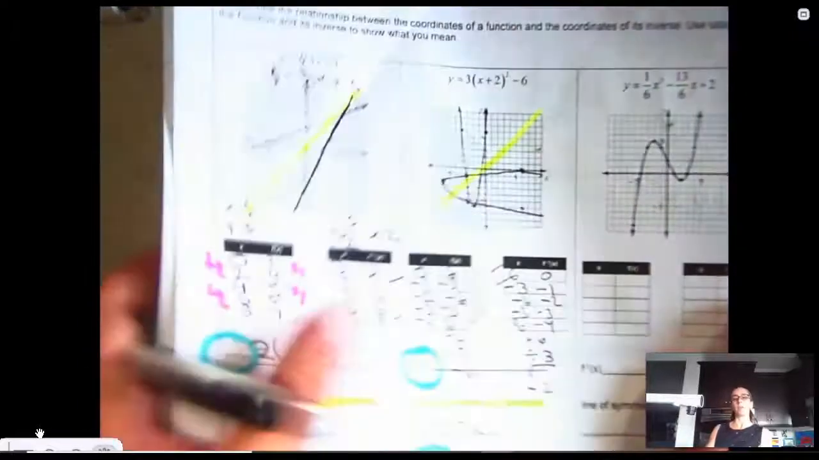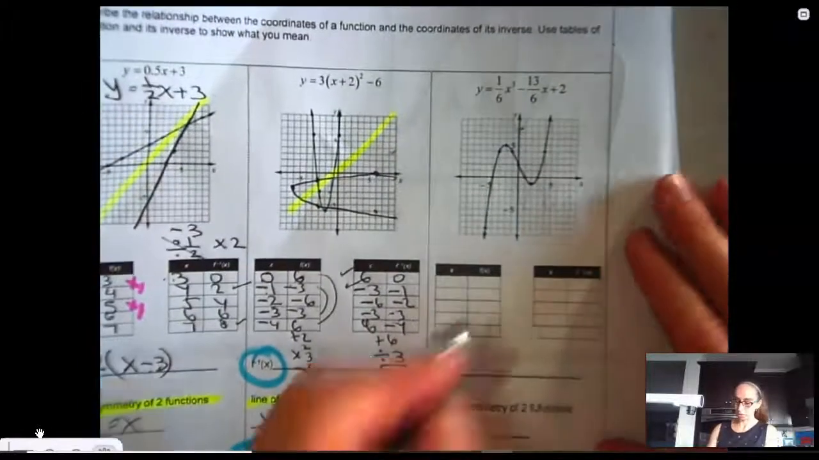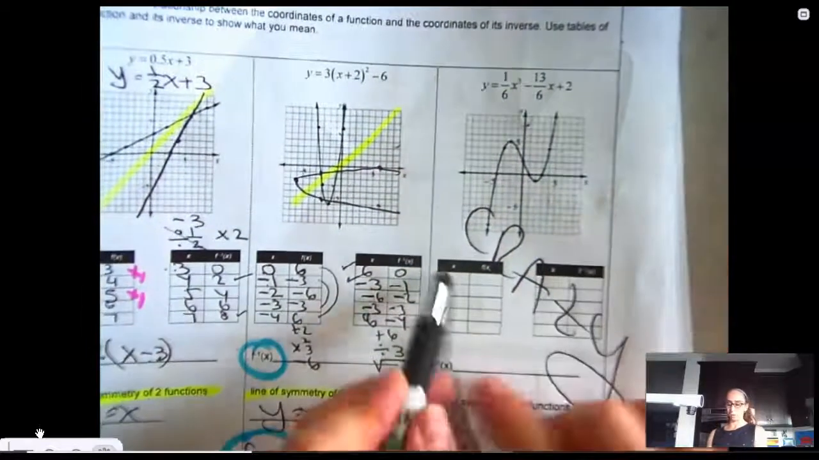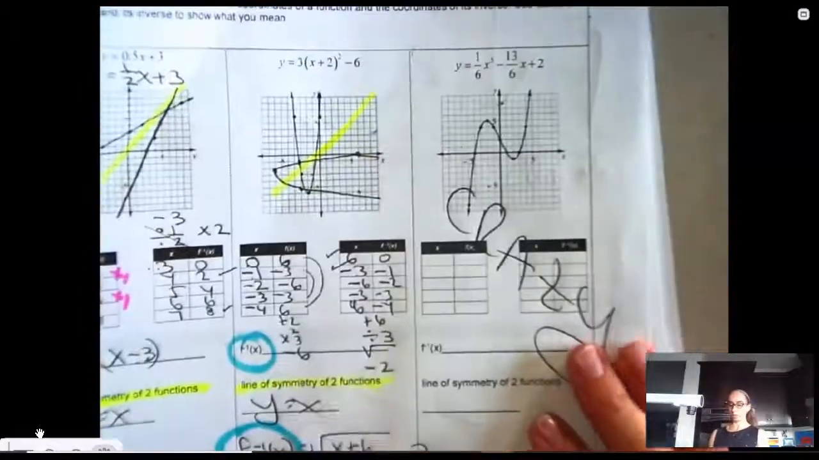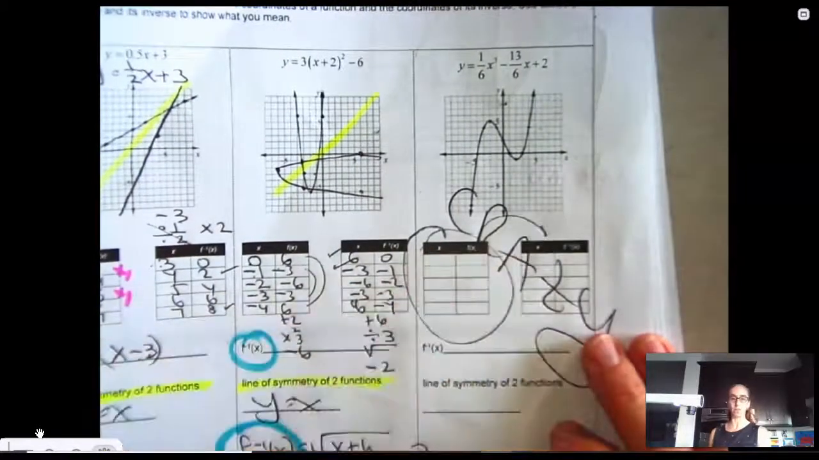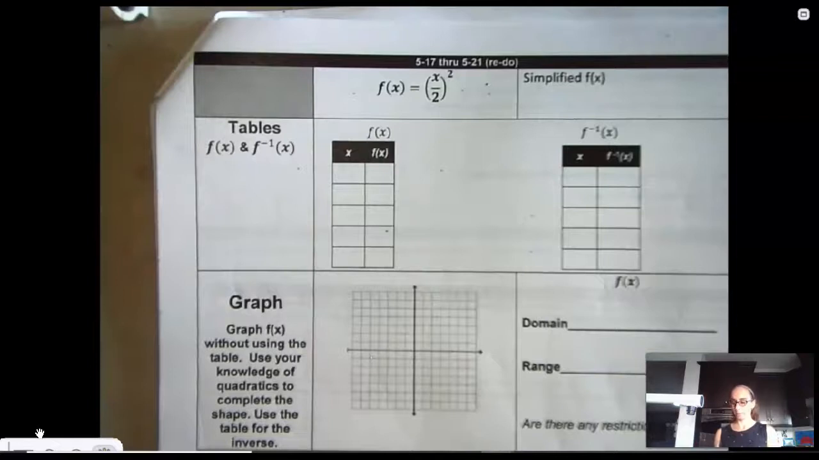Okay, this one looks crazy. So for time, it would be really hard to find the inverse of this. We would just take this, and if we wanted to graph it, we just switch the x and the y. All right, now let's go into more. All right, look at this.